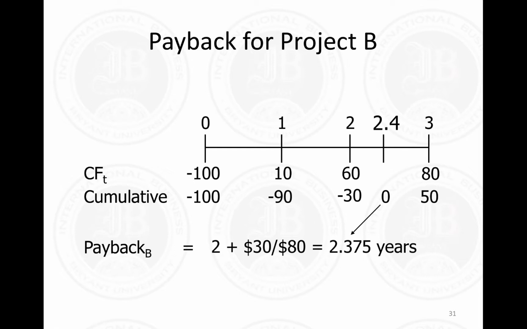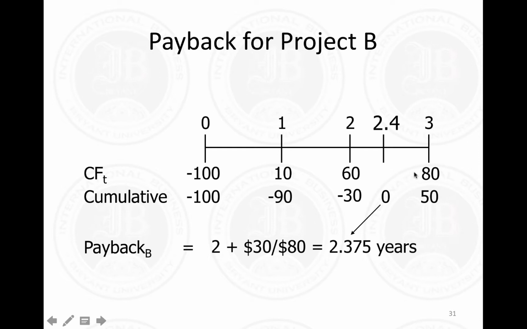So we start with 100 negative. On year 1 we get 10. That means that we're short 90, right? 100 minus 100 plus 10. Then the second year we get 60. That means that we're now short 30. And then between year 2 and 3 is when we become positive.